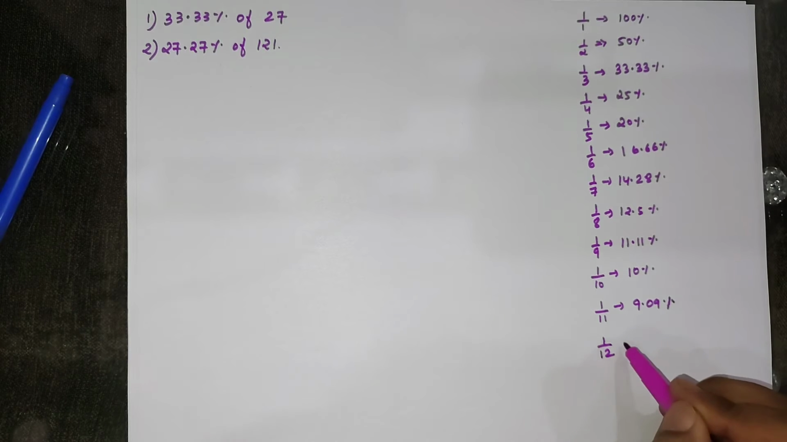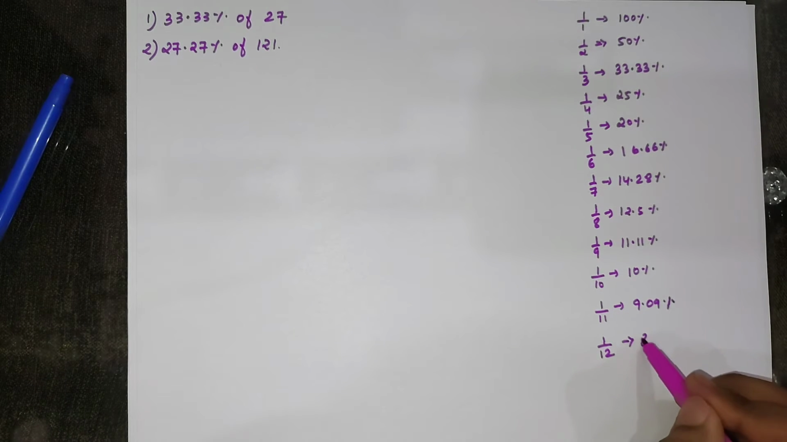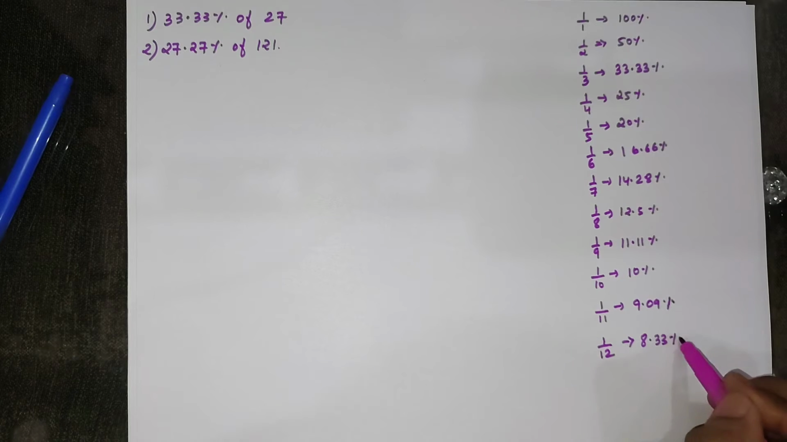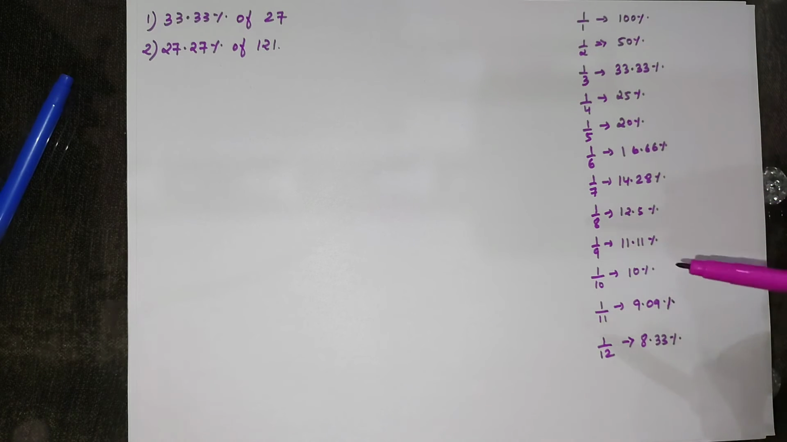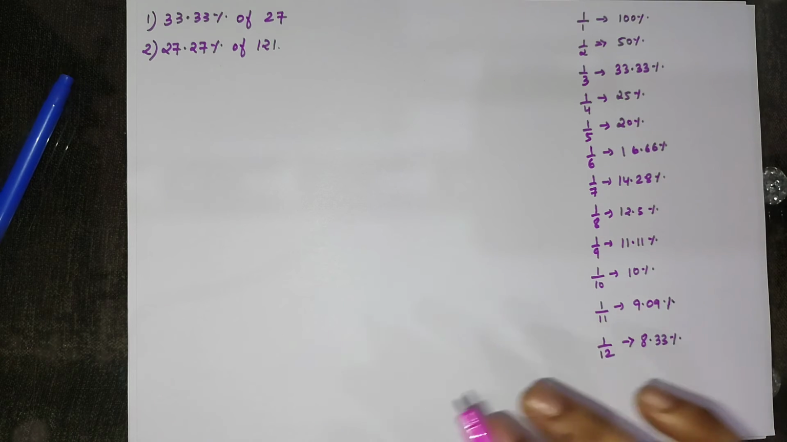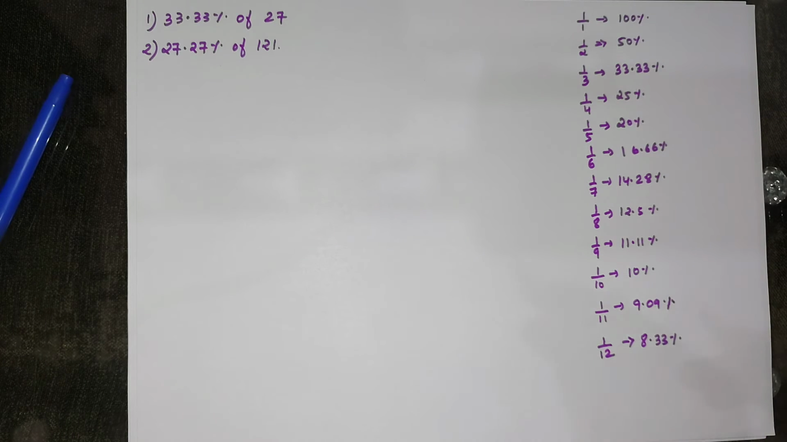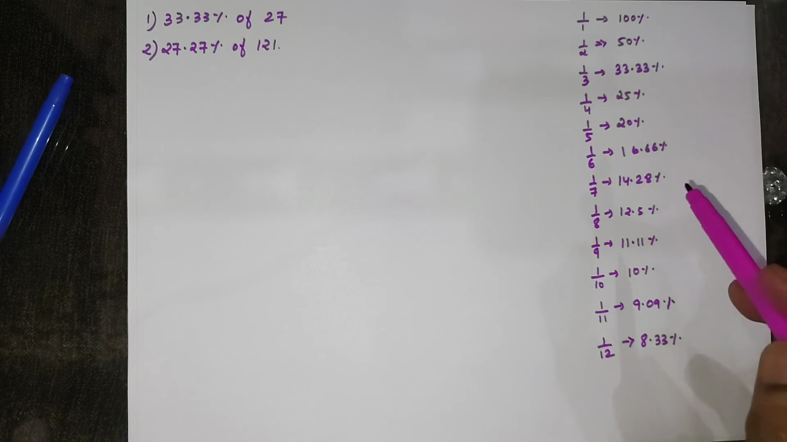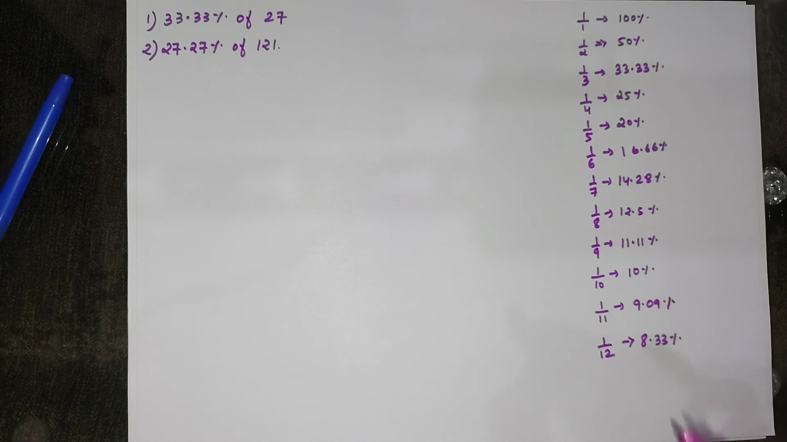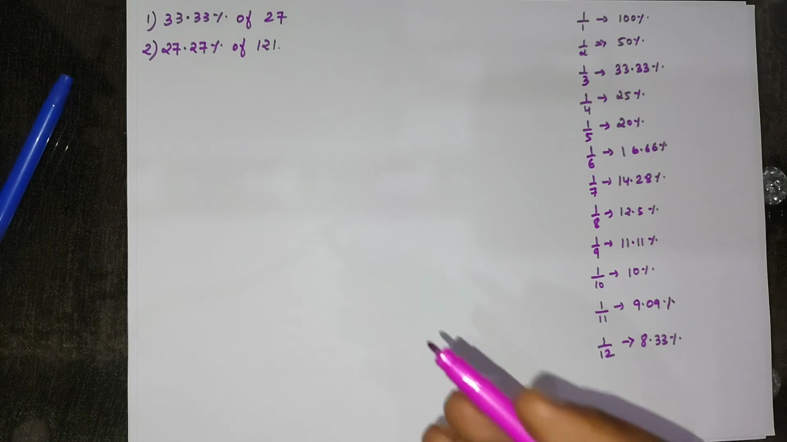1 by 12 is written as 8.33%. For beginners, this much is quite enough. You can remember this table. This will be very helpful in solving all those calculations, all those problems of percentage and various other chapters as well. So mark my word, these are very important. You'll have to learn this by heart if you want to solve percentage and other chapters of arithmetic.